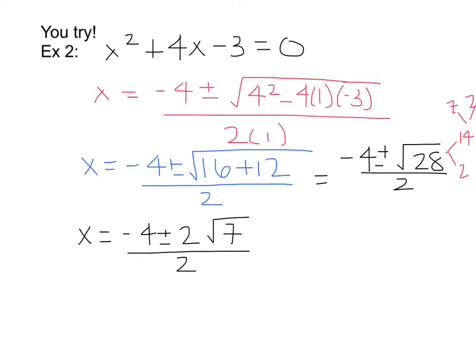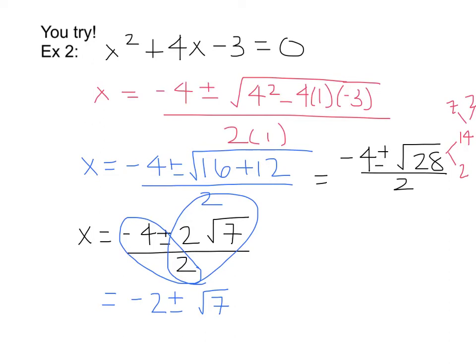Now we need to check to see if we can simplify this. Negative 4 divided by 2 gives me negative 2. And then remember, you have to divide all of this, so those 2's are going to cancel out and you're left with negative 2 plus or minus the square root of 7, and those are your two answers using your quadratic formula.